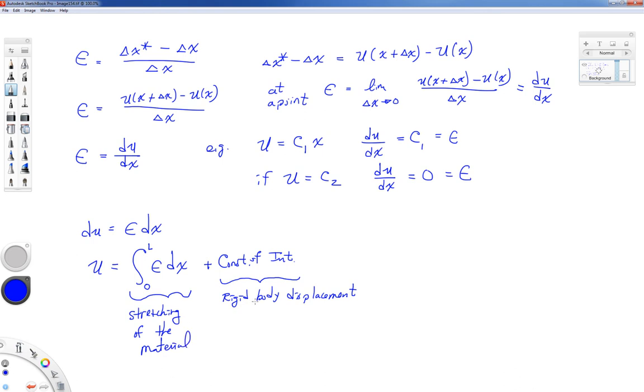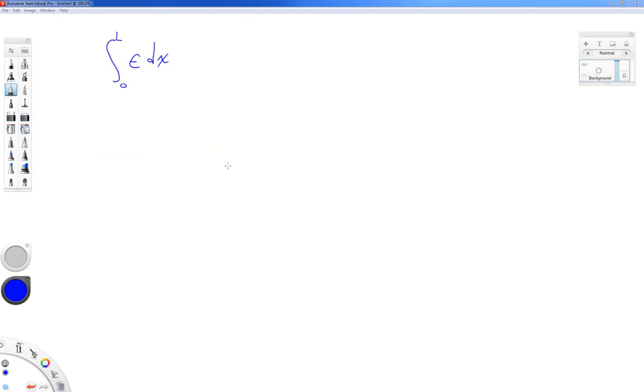A lot of times in this class, we're going to be interested in the stretching of the material, and we're usually not as concerned with the rigid body displacement. In engineering applications, both of these will be important to you. Let's take a look at this integral in just a little bit more detail. So we have the integral of the strain with x along the length of the bar.